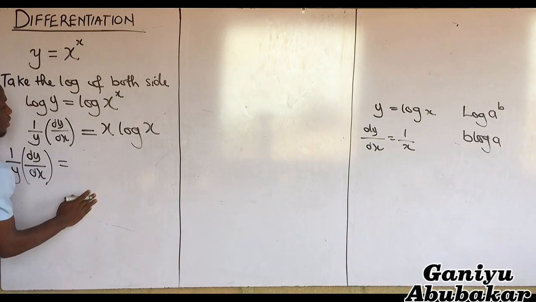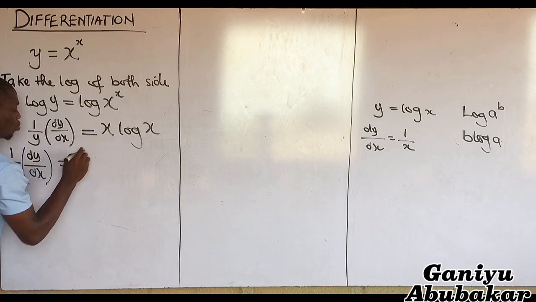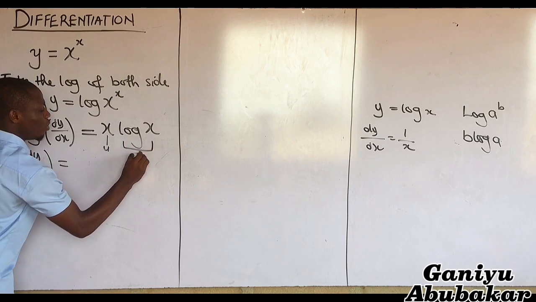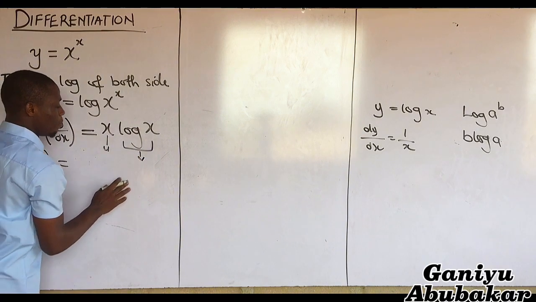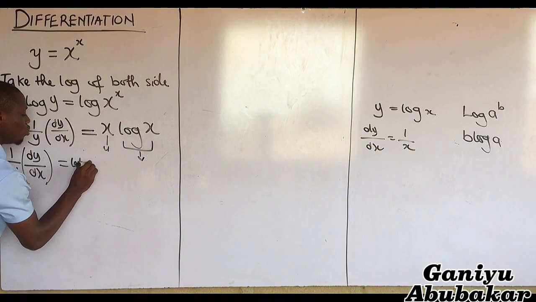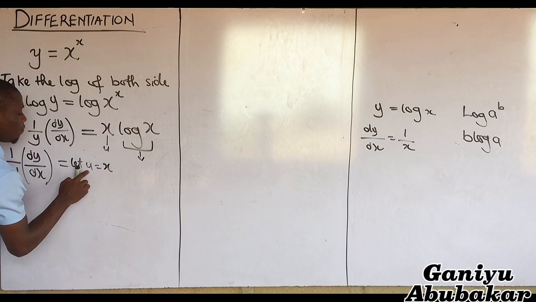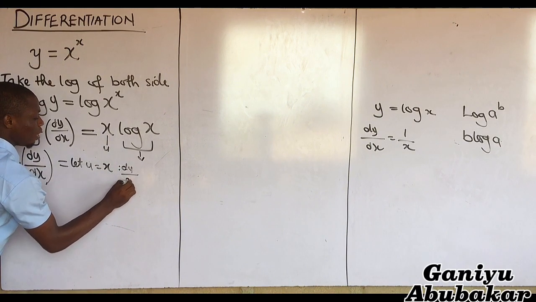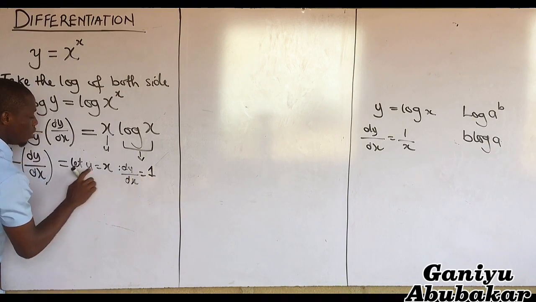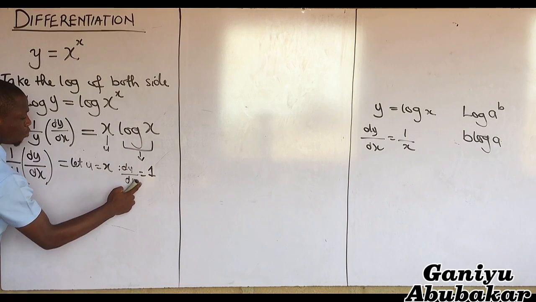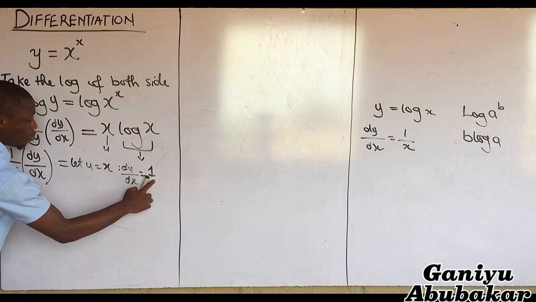Our first task is that we call this u and call this v. Let me break it down. Call this u, call this v. So let u be equal to x. If I differentiate u with respect to x, I'll have du over dx to be equal to 1. If I differentiate x, I'll have 1.